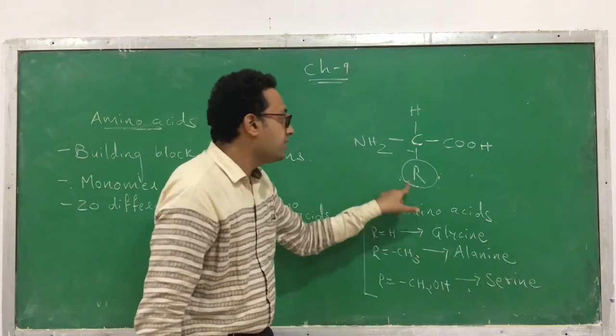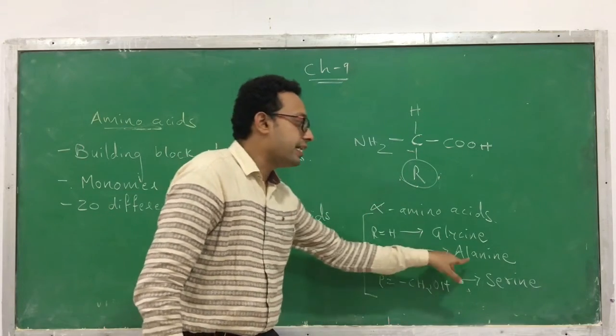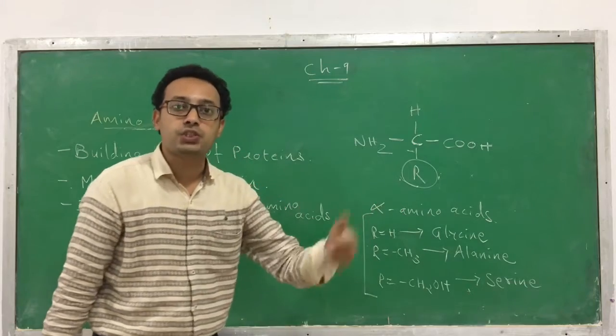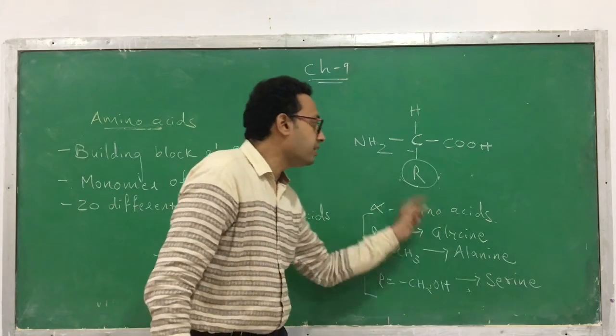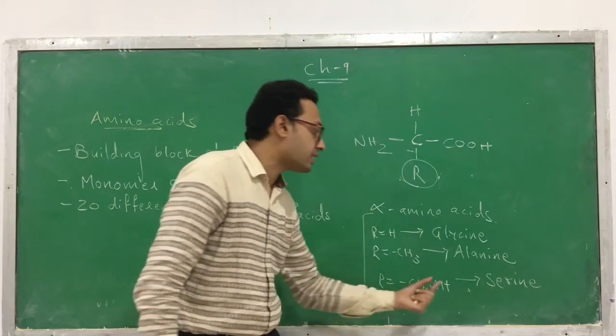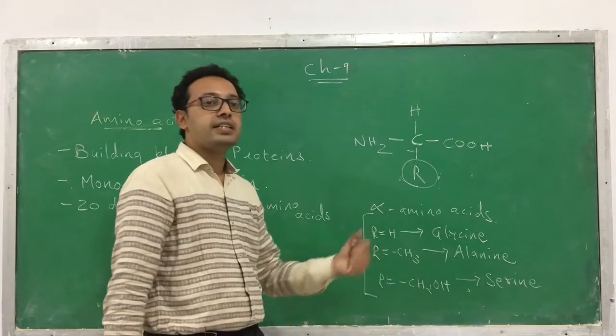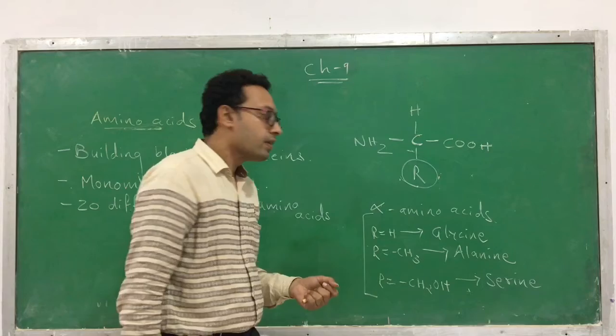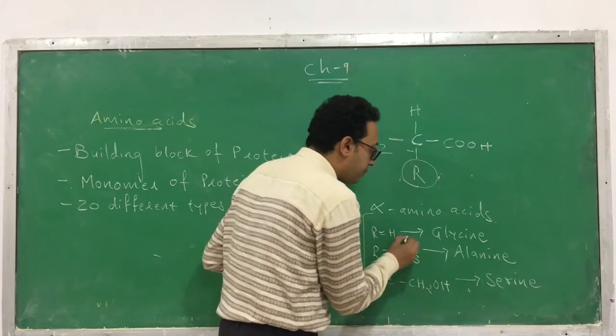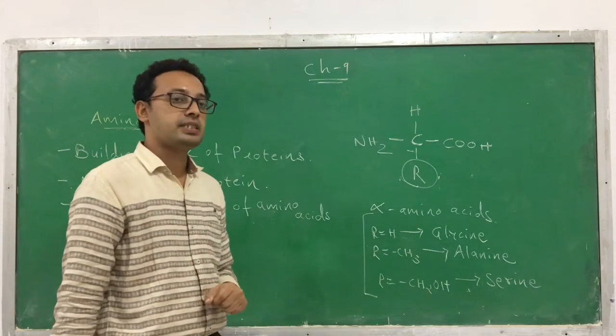In glycine the R is equal to H. In alanine the R is equal to CH3, the methyl group. In serine the R is equal to CH2OH, a hydroxymethyl group. So these are the different types of amino acids. And if you are asked which is the simplest amino acid, then this is the simplest amino acid.